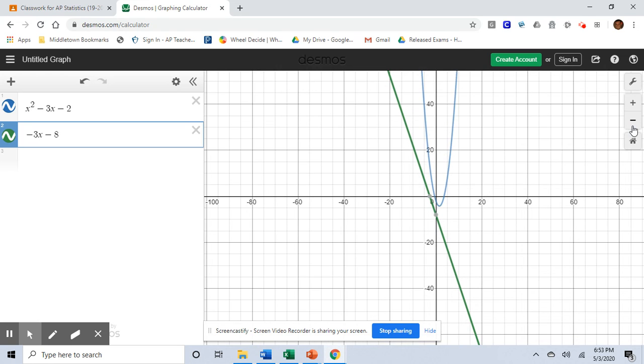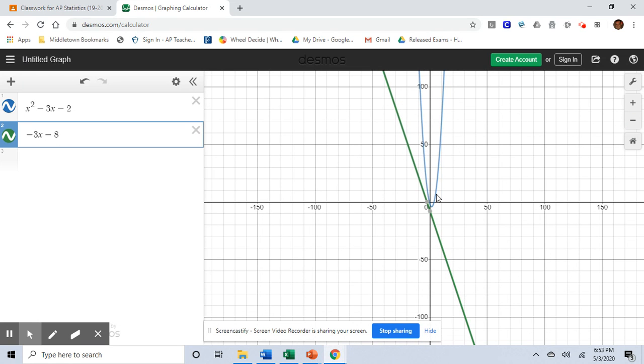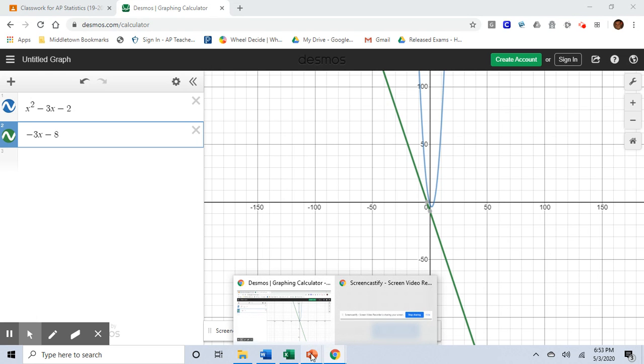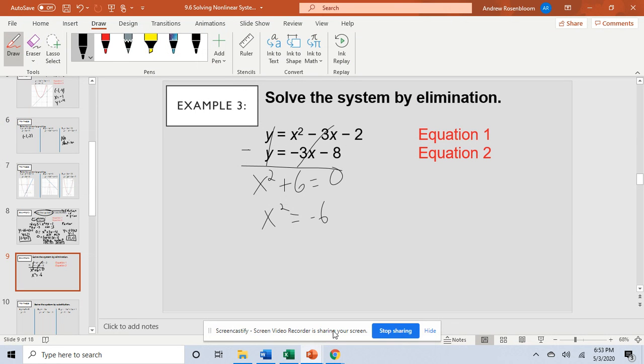If we take a look at both of these, you'll notice that this is another one of those cases where they're never crossing, which should make sense because when we try to solve by elimination, we end up getting x squared equals a negative, which can't happen because x squared can never be equal to a negative. So we end up getting no real solutions here. We can see that both by looking at the graph, because there's no intersection, and by trying to solve this using elimination.